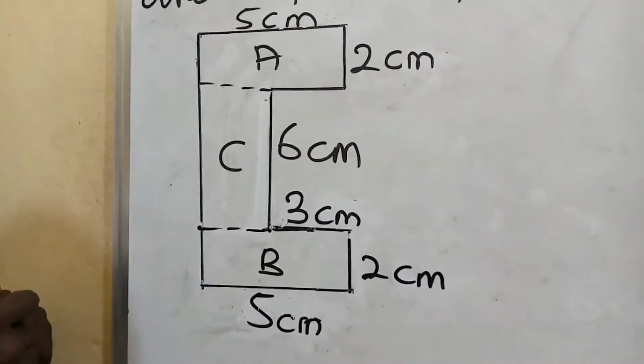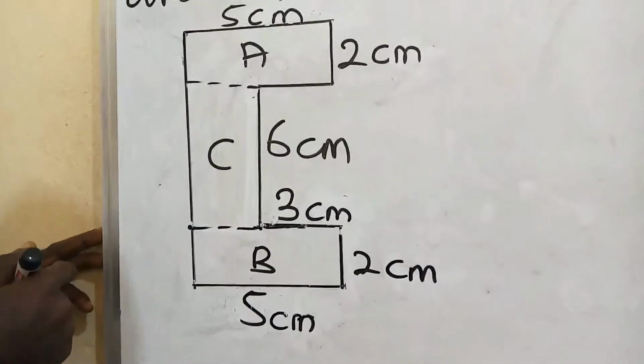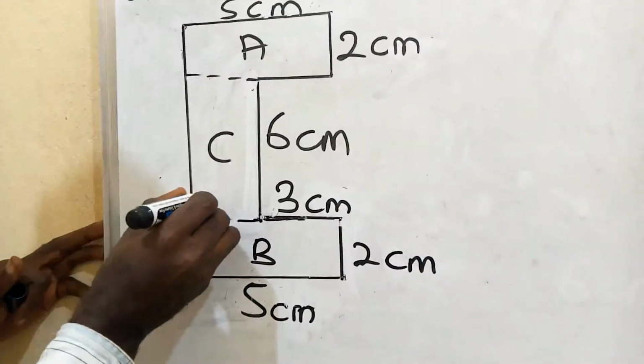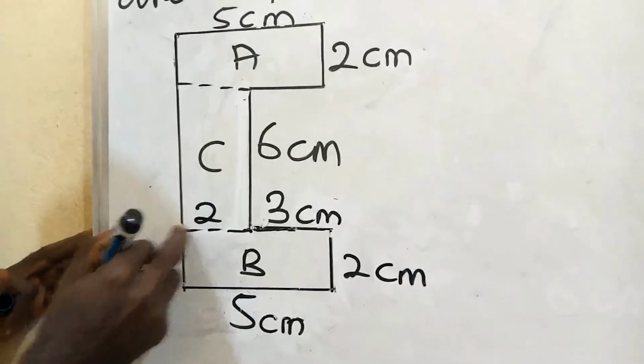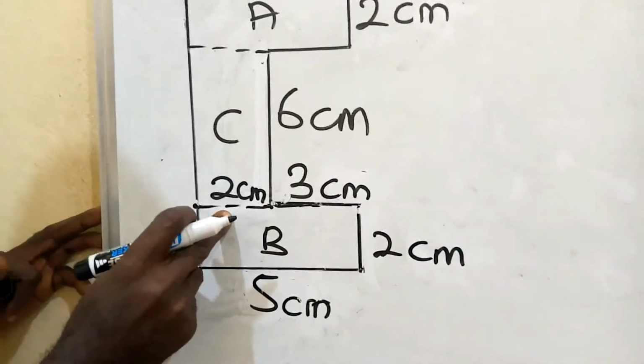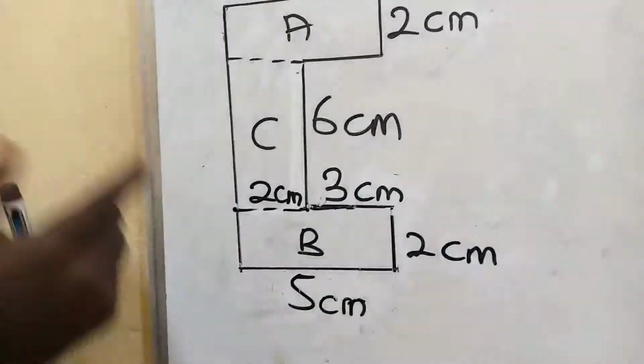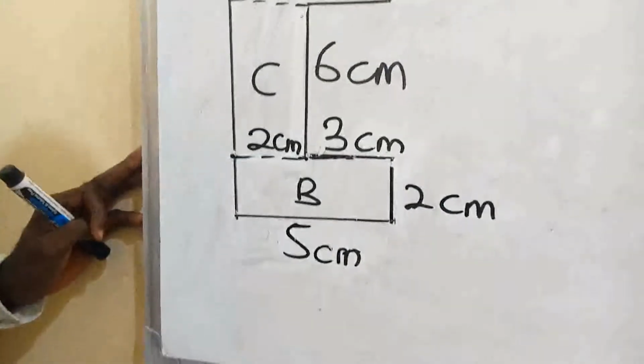I guess you are saying 2. When you add 2 to 3, you are going to have what? 5. Alright? So from this point to this point is 2 centimeters. So that when you add 2 centimeters to 3 centimeters, you are going to have what? 5 centimeters. Because that's how it's supposed to be.